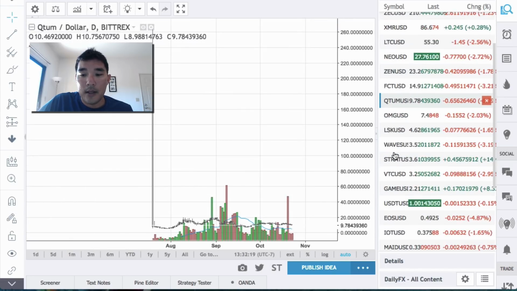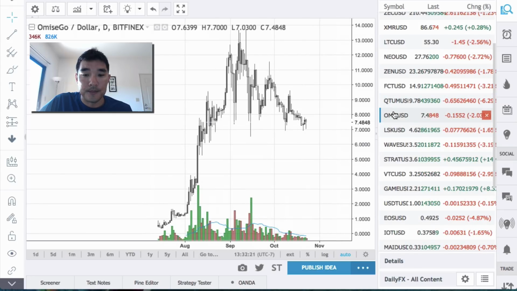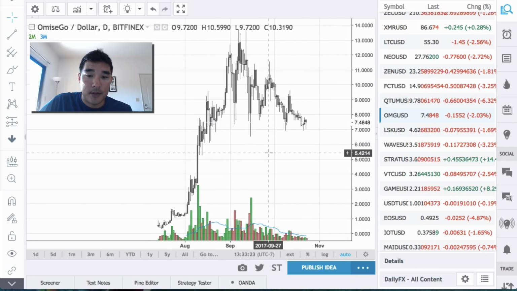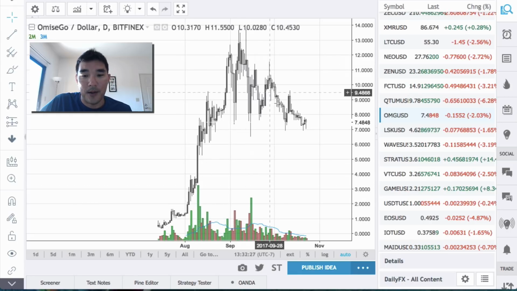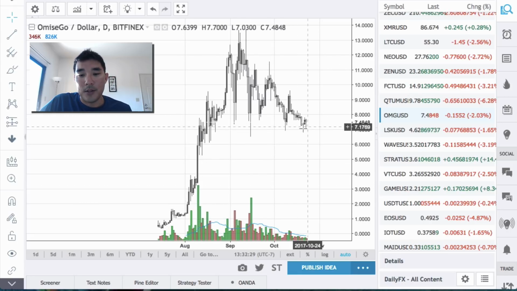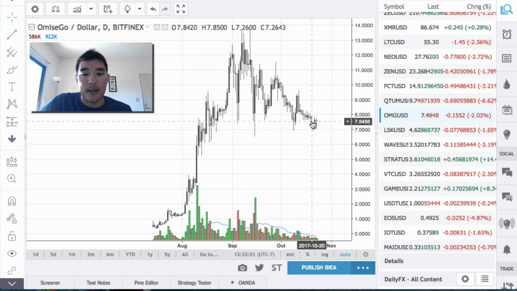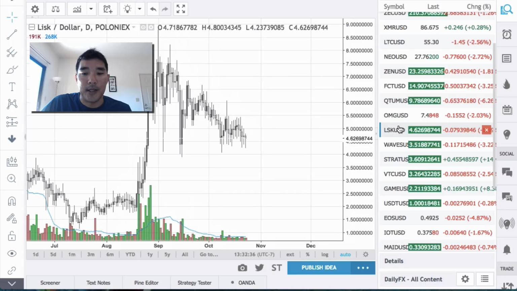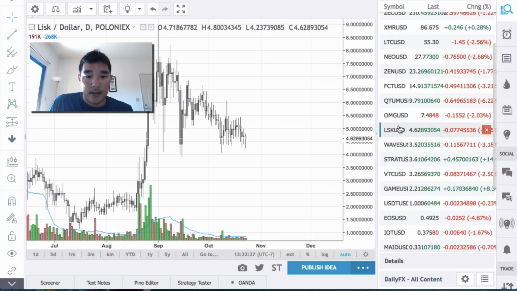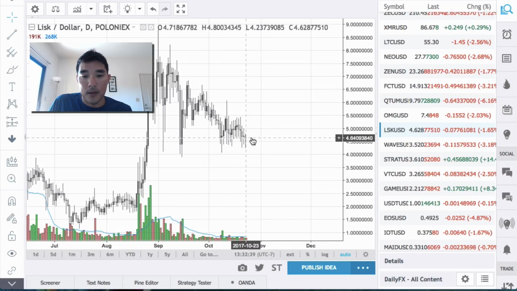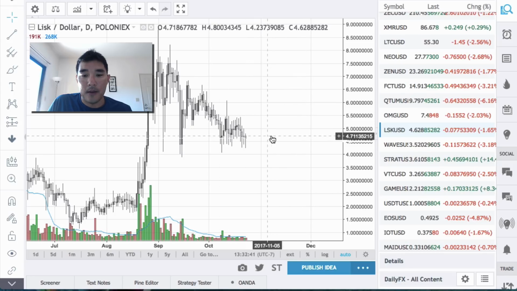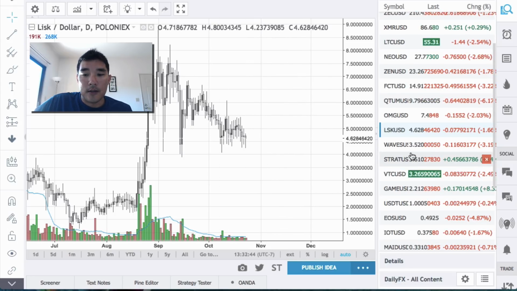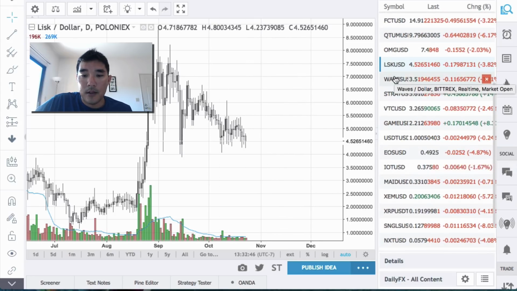Not enough data there to make any decisions. OMG, I don't know if it's going to base, but you get that rocket ship here, and then it's cooling down. So I wouldn't call this a base yet, but we'll see what happens. But similar price action, right? Lisk, same thing. Boom, not really a base yet. So nothing doing there in my opinion.